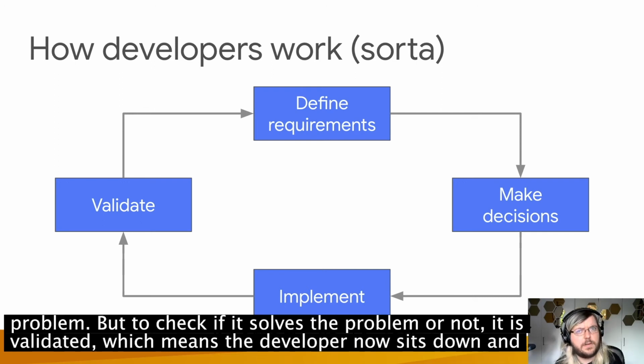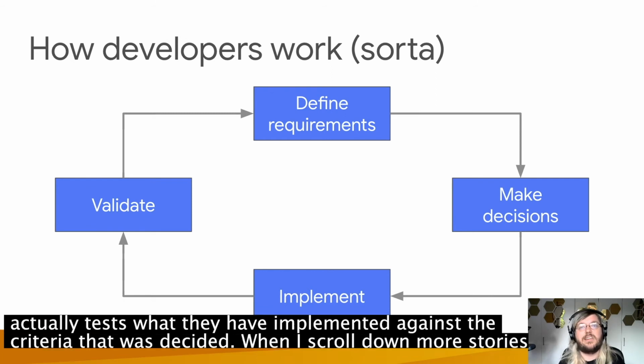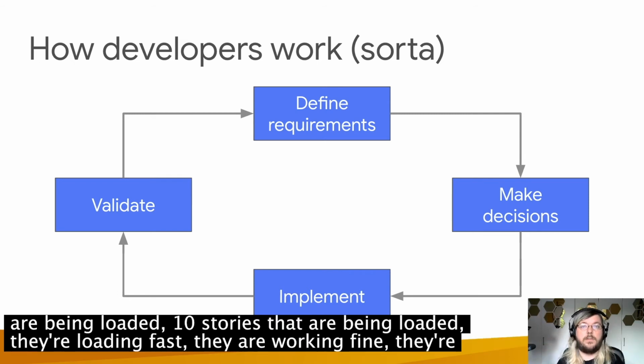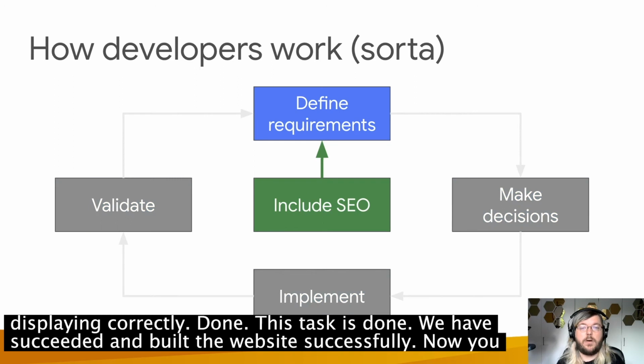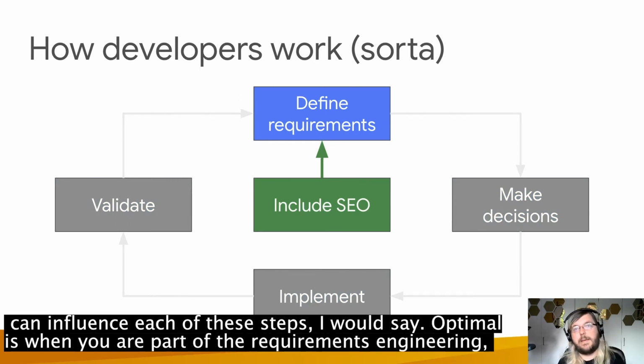Once the decisions are made, code is being written. So in this case, the code that we saw was written, and then it's validated that it solves the problem. To check if it solves the problem or not, it is validated, which means the developer now sits down and actually tests what they have implemented against the criteria that was decided. When I scroll down, more stories are being loaded. 10 stories are being loaded. They are loading fast. They are working fine. They're displaying correctly. Done. This task is done. We have succeeded and built the website successfully.